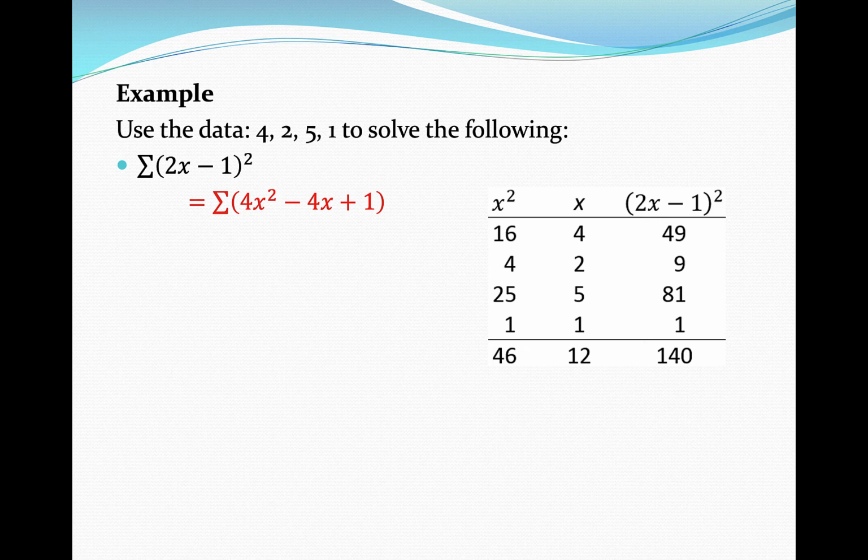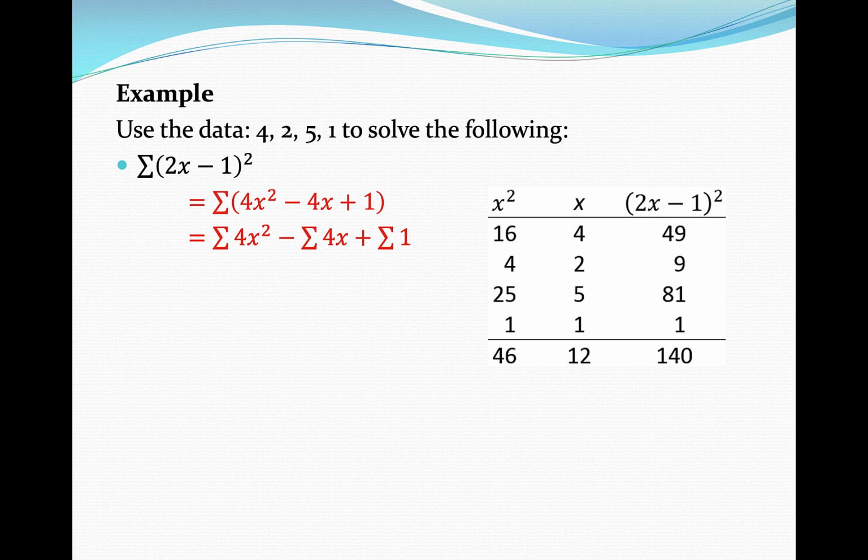Once you do that, then you can start using your properties. Now we can start breaking this up, and we can start by summing each part. So we can break this up into 3 different sums. The sum of 4x squared minus the sum of 4x plus the sum of 1. And this is always kind of the process that you go through with these sums. You always simplify anything you need to simplify first. So in this case, we had to square it. Then you break things up. You break it into the parts.